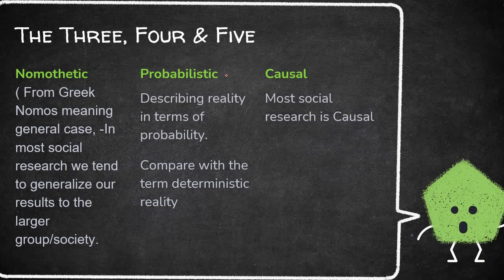The other 3 words to familiarize are nomothetic, probabilistic and causal. The word nomothetic is derived from the Greek word nomos, which means general case. In most social research, we tend to generalize our results to the larger group or society. Even if we are studying an individual, our interest always remains to generalize it to society at large or the community at large, right? So why is something happening and how good is it for everyone?